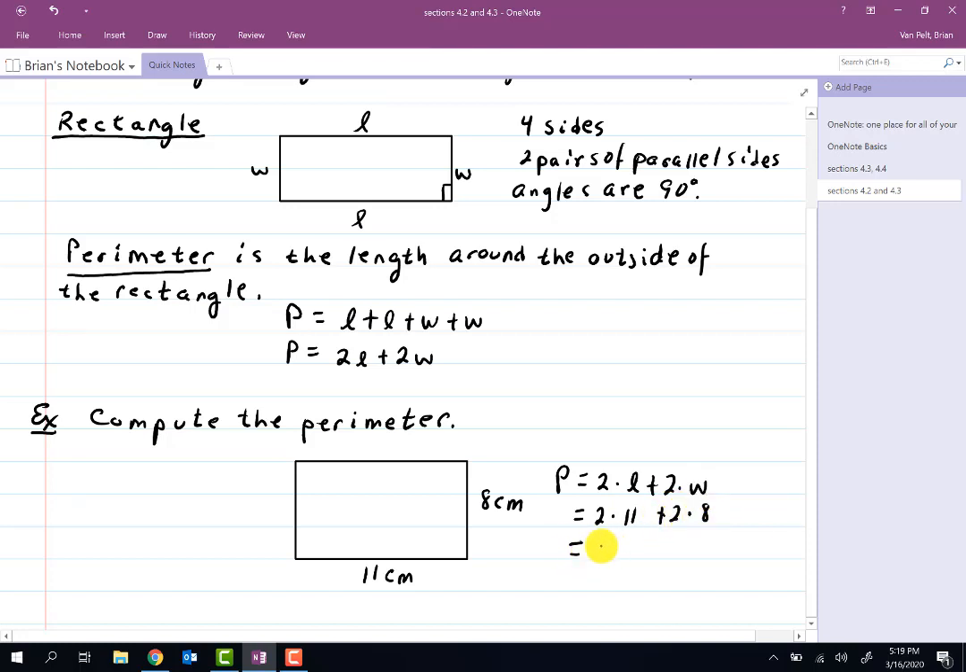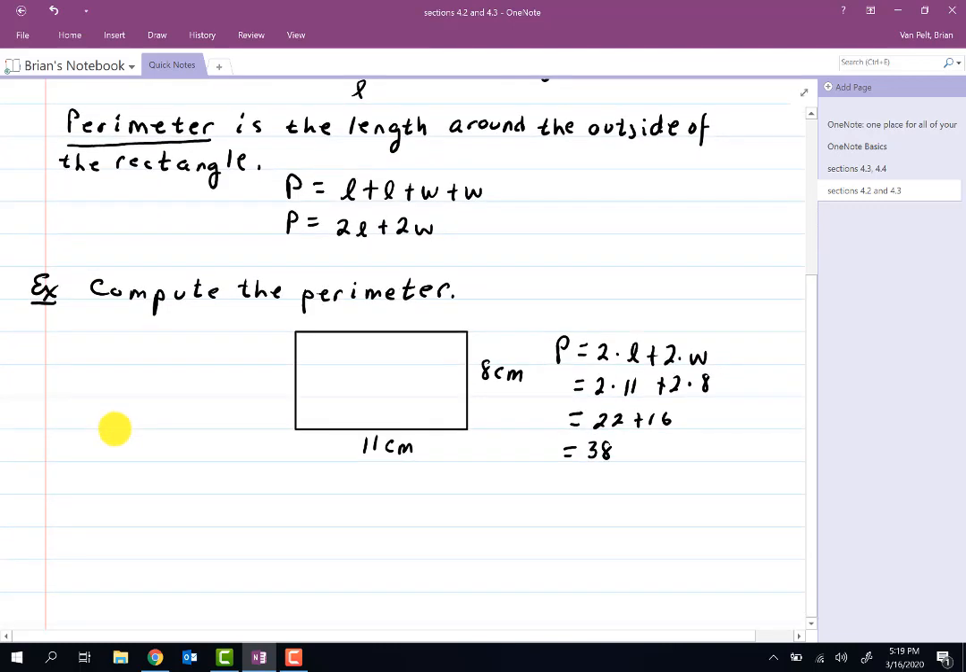So that's 22 plus 16. That equals 38. Now remember, that's not quite the answer. The answer that you want to give is 38 centimeters. You're measuring the distance around the outside, and distance is a measure of length.